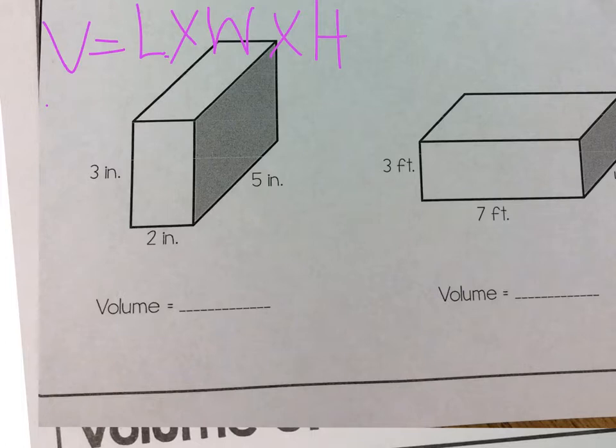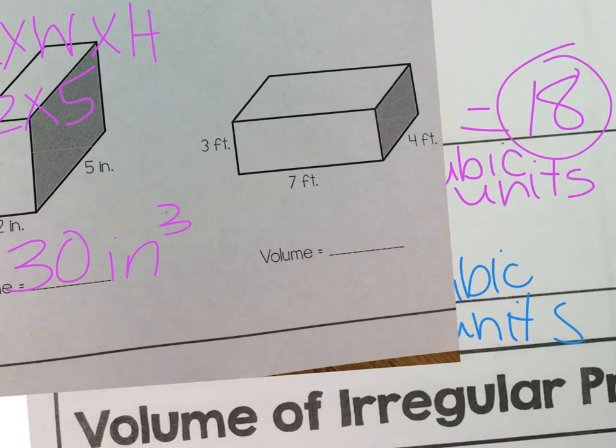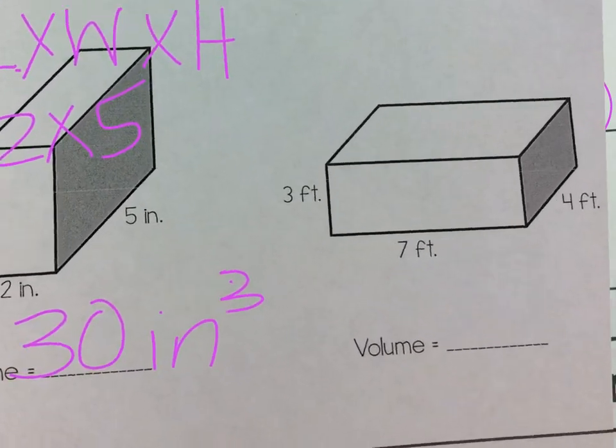All right, so let's just put them up. We're going to say 3 times 2 times 5. What's 3 times 2? 6. Times 5? 30. 30 cubic inches. Who got 30 cubic inches? Give yourself a whoop whoop. Y'all are sad this morning. Your brains are still on spring break mode.